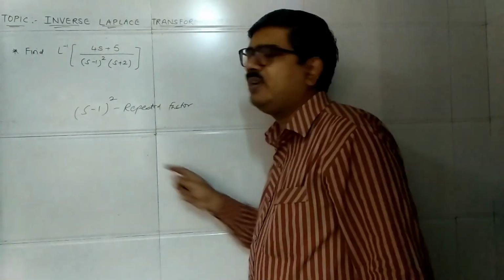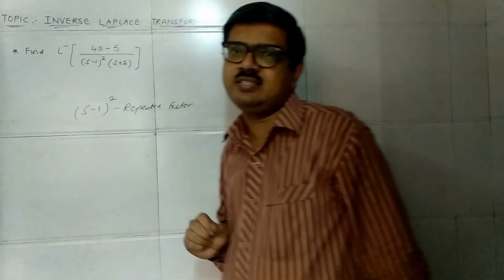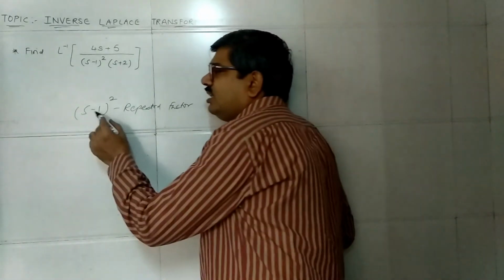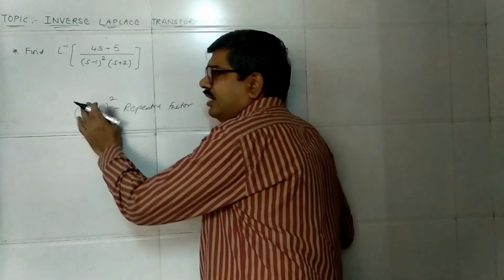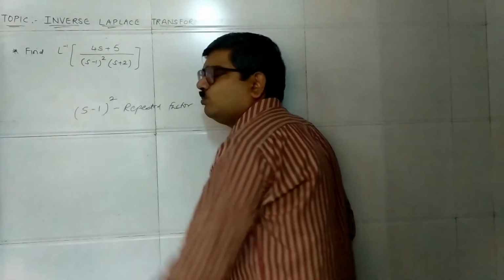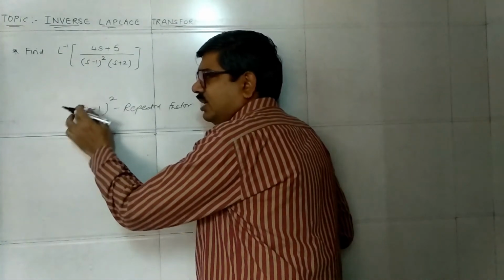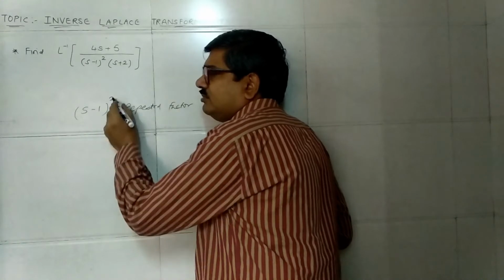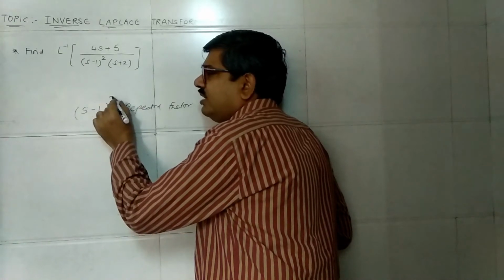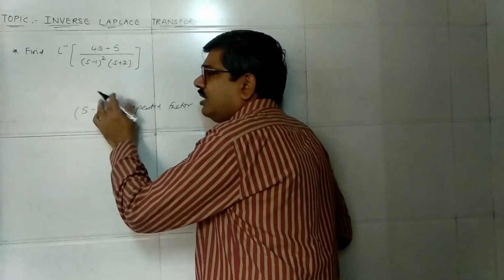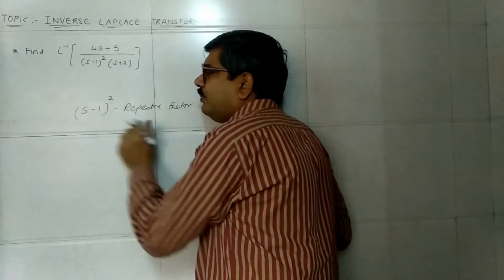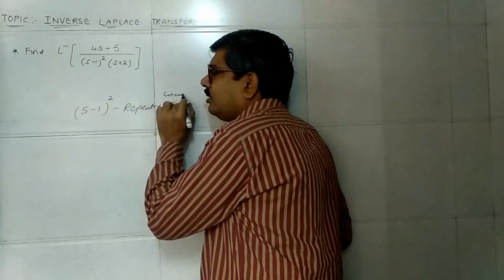This one is repeated. Why? Because whole bracket square is there. So remember, if inside the bracket the s term has power 1, that is only s term is there, but outside the bracket the power is more than 1, that is 2 or 3 or 4, anything like that, then that is a repeated linear factor.